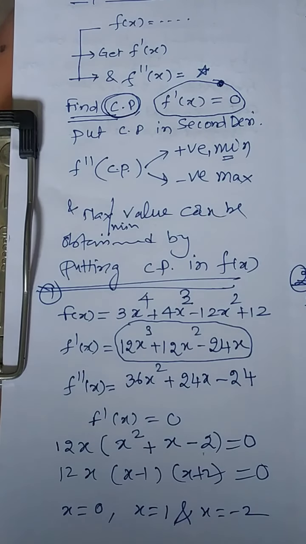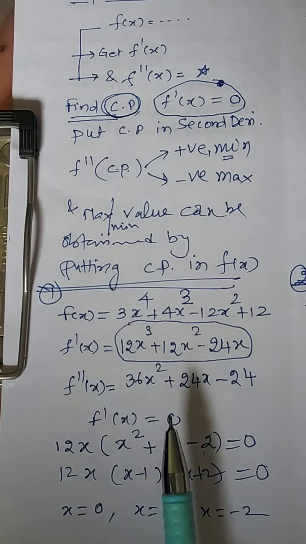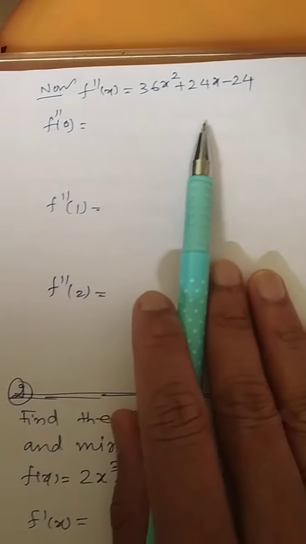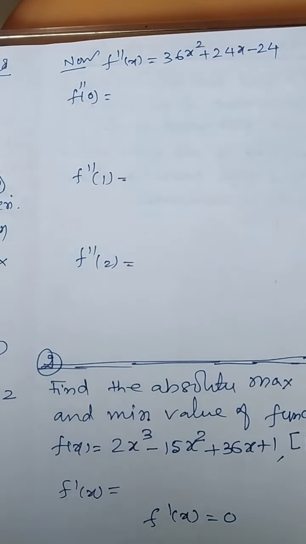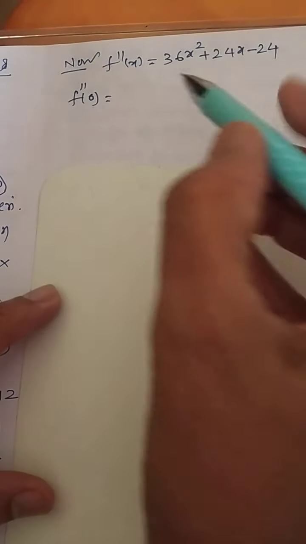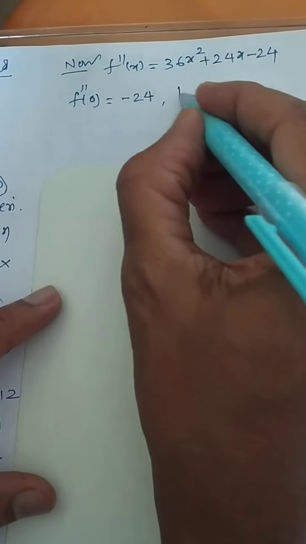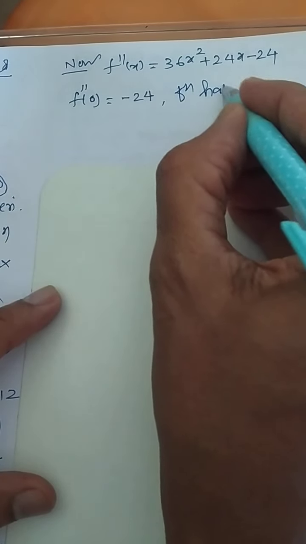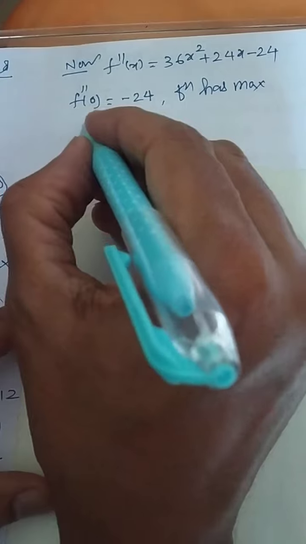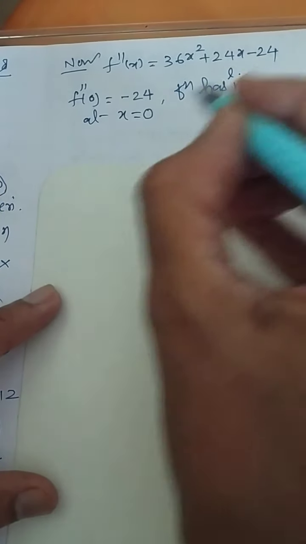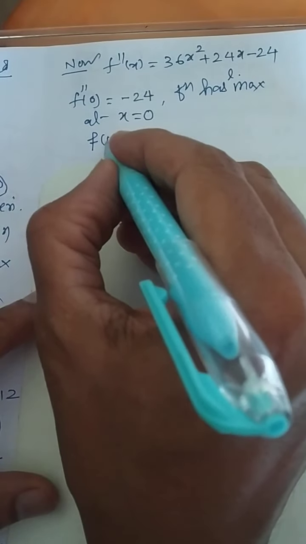Now what is the next work? Putting the critical point in the second derivative. What is the second derivative? 36x square plus 24x minus 24, I have written over here, and now I am putting one after another critical point. The first critical point is 0. If you replace 0, you are getting negative. So I should say function has maxima at x is equal to 0. I should say local maxima, and I can find out f of 0.